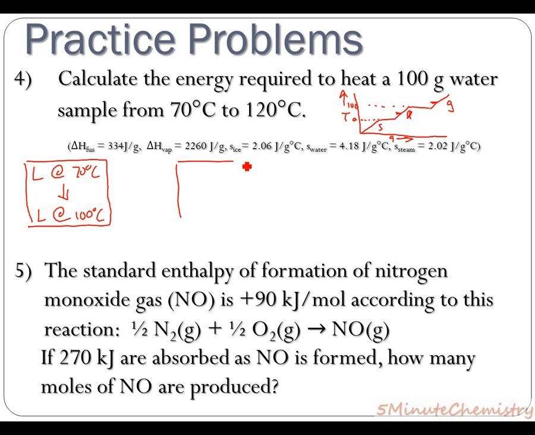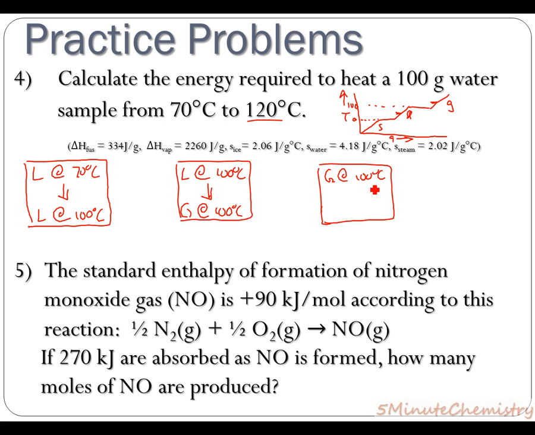After that point, the next step on our graph is the phase change. It's going to be a liquid at 100 Celsius, and that's going to become a gas at 100 Celsius. Now the third step, the final phase, is going to be a gas at 100 Celsius turning into a gas at 120 Celsius. By organizing my information into these steps, it makes it a little bit easier for me to figure out how to find the energies of each of these steps.